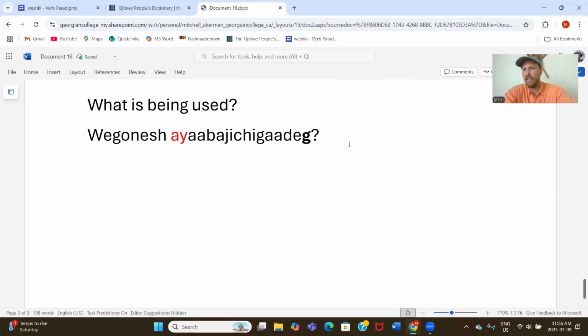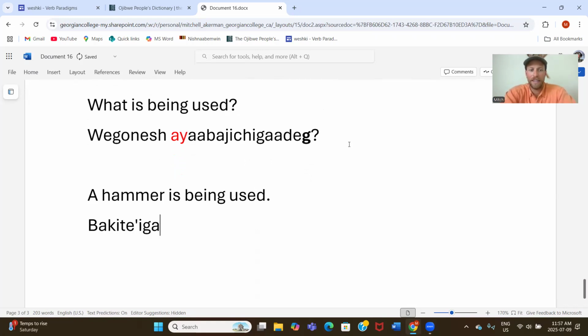Okay. What's being used right now? Weganeshi Abjicigade. Right, what's being used right now? And then you can answer that and say a hammer is being used, or a hammer is used. Bakete gun. Abjicigade. Just an A form, right? That's the A form version.